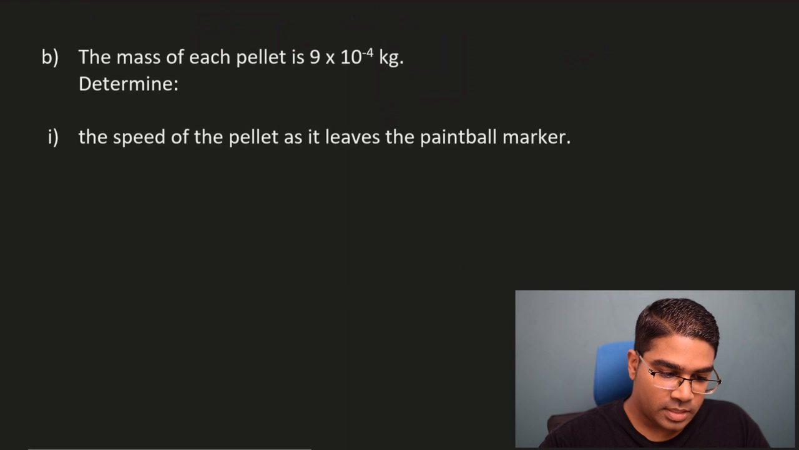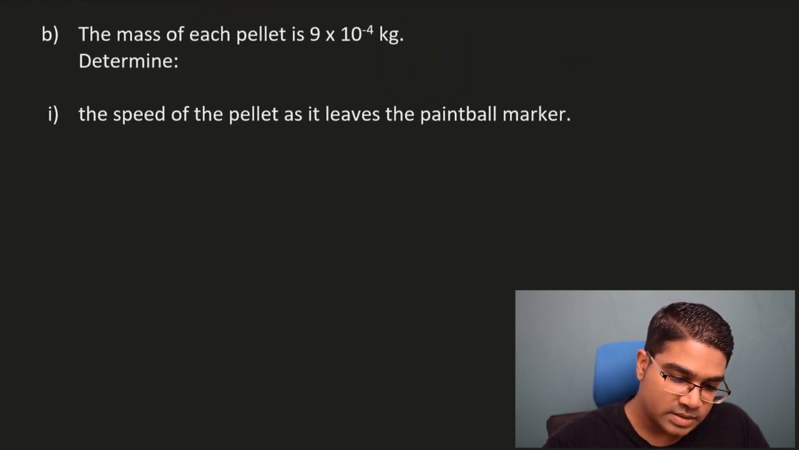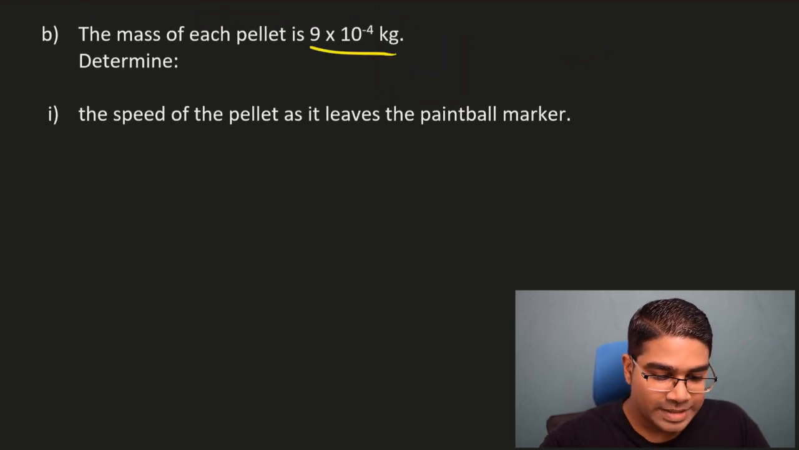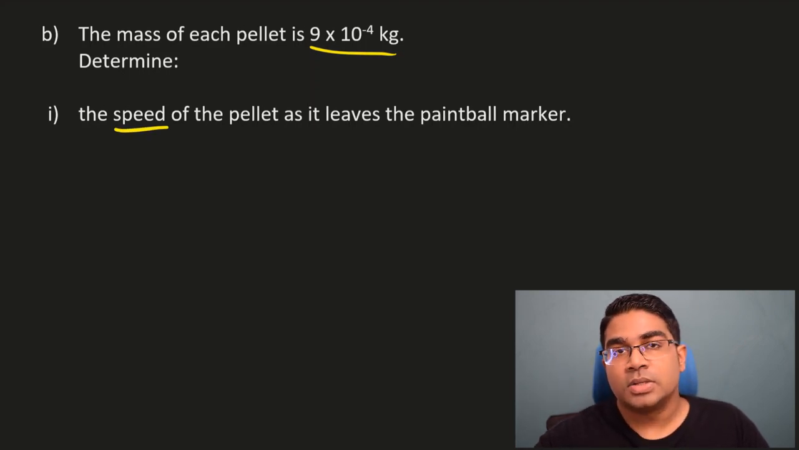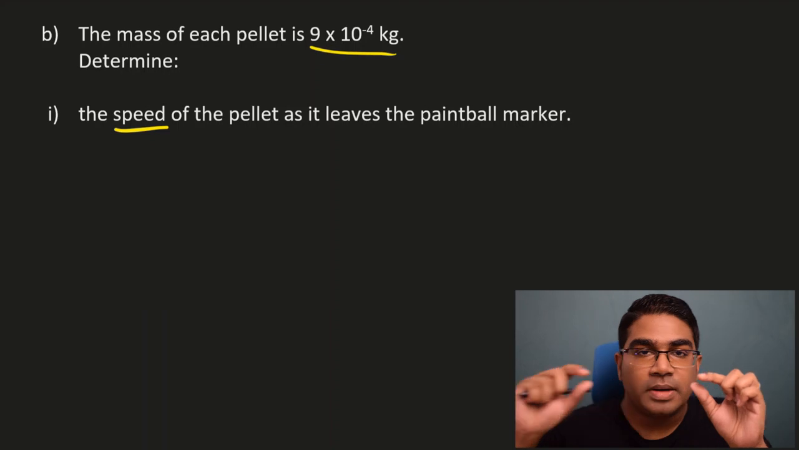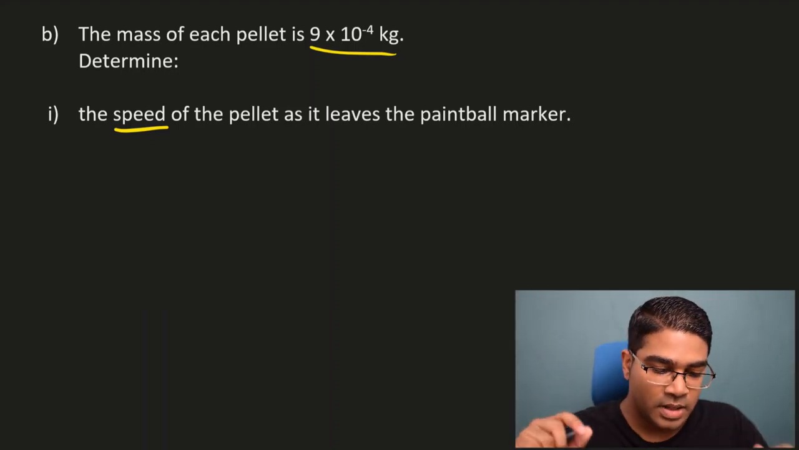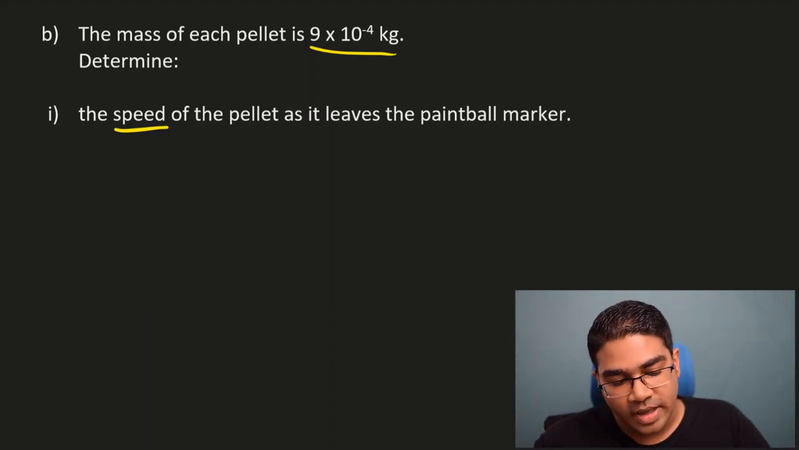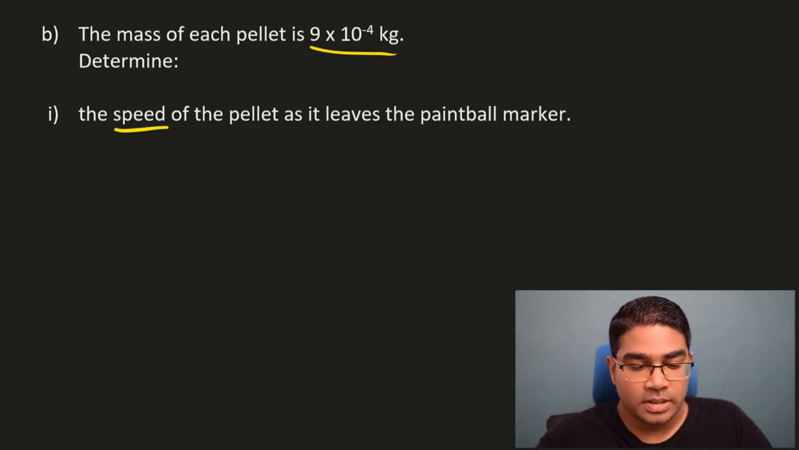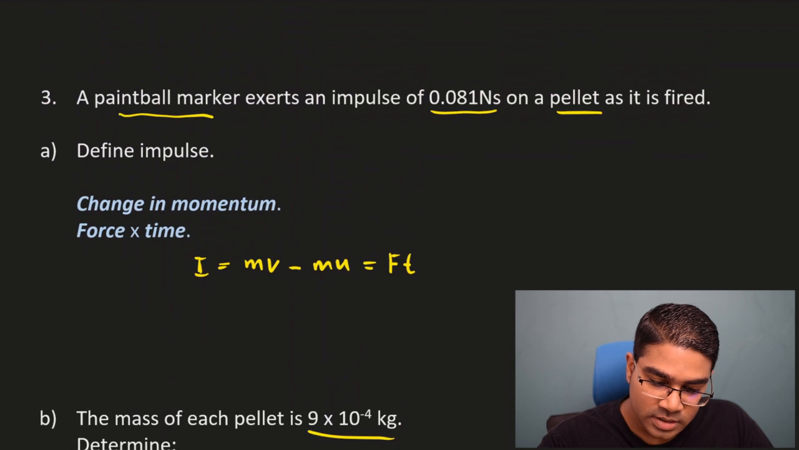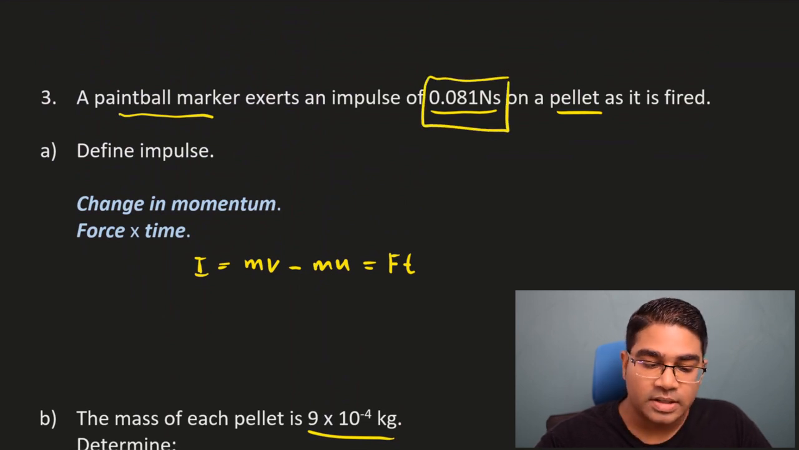Now, the mass of each pellet is this. This is the mass of the pellet. Determine the speed of the pellet as it leaves the paintball marker. So as the paintball leaves the paintball marker, determine its speed. Now, let's review what we have here. We want to find speed. Impulse is given to us earlier. This is the value of impulse. 0.081 newton second is the impulse.